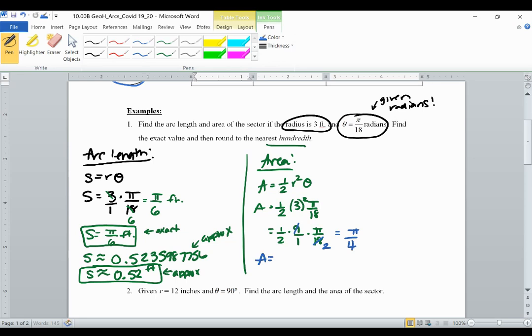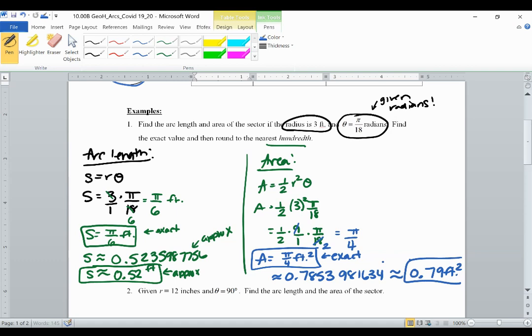So my area is going to be pi over 4, and that's going to be feet squared because we're finding area. Again, this is exact because it's in terms of pi. For the approximation, we're going to type in our calculator pi, using the pi key, divided by 4. That gives us 0.785398164. Round that to the nearest hundredth, so 0.79 feet squared would be our final answer. And both of these, again, are approximations. Exact means it has to be in terms of pi or simplest radical form.